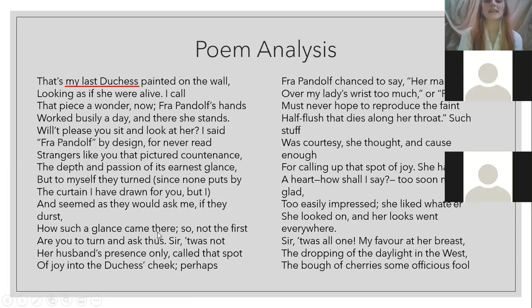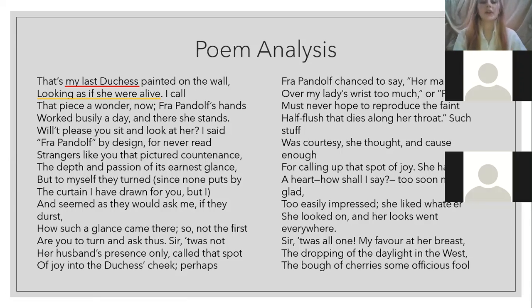So with the way he says "that's my last Duchess", that already opens with a possessive. He uses the word "my", which is a possessive pronoun. "My" means she is his wife, not any other people's. Even though she's dead, he still thinks of her as a possession, which kind of links into the later things.